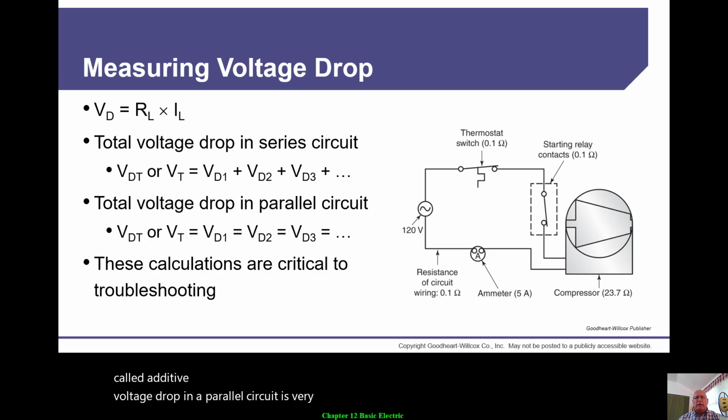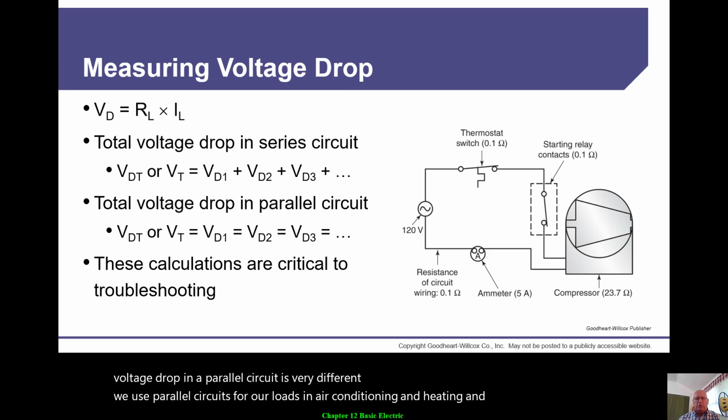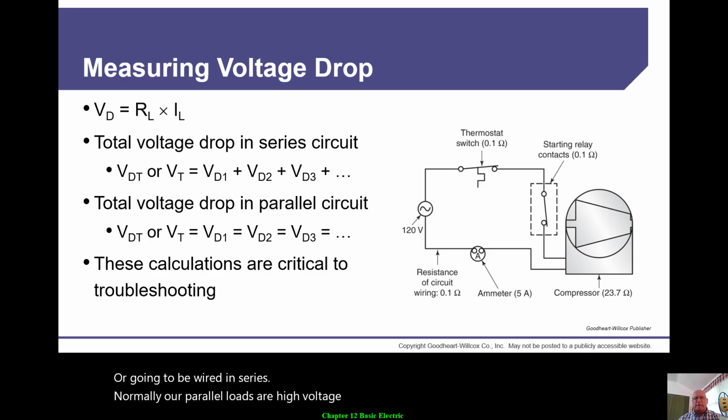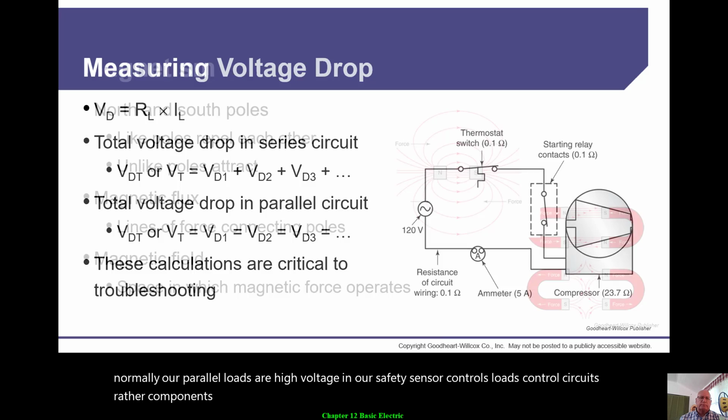We use parallel circuits for our loads in air conditioning and heating and refrigeration. So our loads, what are our loads? Motors, fans, compressors. Those are wired in parallel. Our safety circuits or sensors are going to be wired in series. Normally our parallel loads are high voltage, and our safety sensor control circuits components are in series.